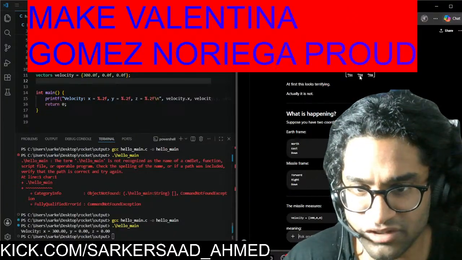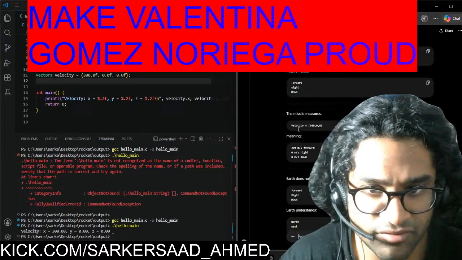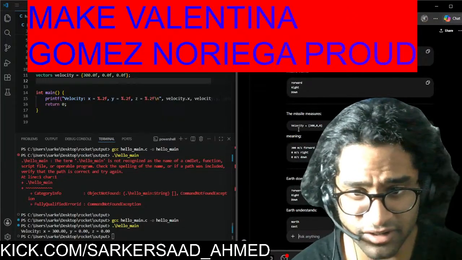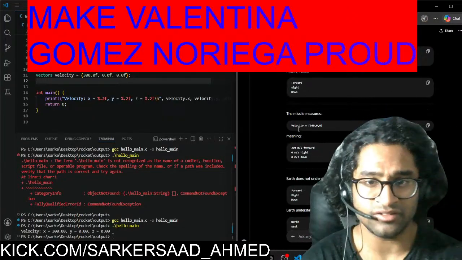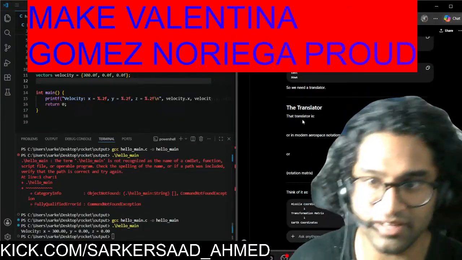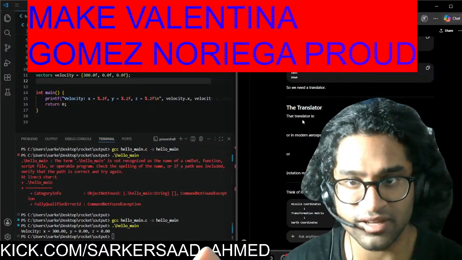The missile measures the velocity, meaning 300 meters per second forward, 0 meters per second right, and 0 meters per second down. The Earth will not understand forward, right, down. Earth will only understand north, east, and down. So we need a translator. One question before that, what is going on? So the translator is gamma of ing.